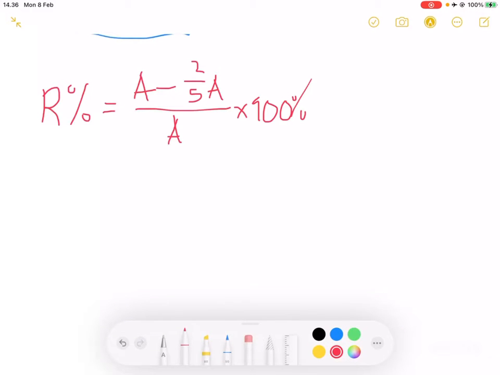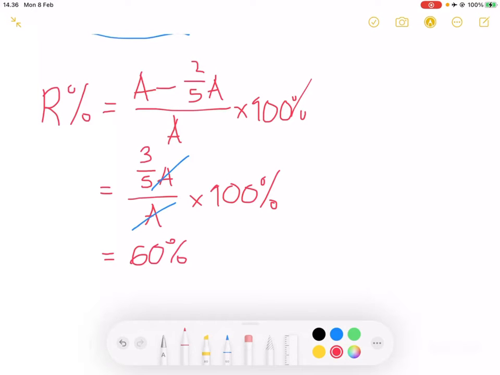And from the numerator, we can get that it will become 3 over 5A, and this is over A. However, we can just cross this and cross that, and then remember this is multiplied by 100%, and then we'll get our final answer will be 60%, and remember this is still R percent. However, we can just eliminate the percent signs, so we can get our final answer R is equal to 60. There we go.